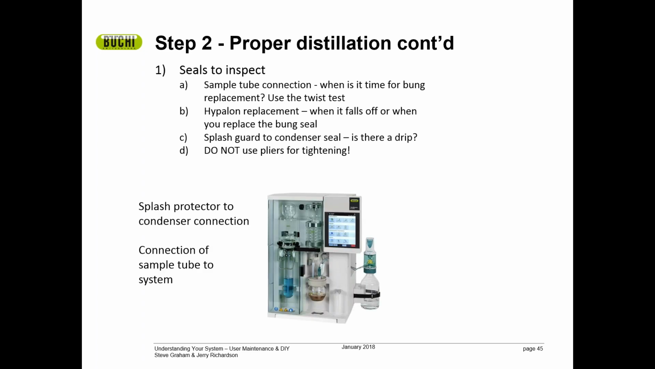So, what if I discover that I have leaks in the system? Where should I look for leaks? Okay, the sample tube connection, which is the lower circle on this image, that should be replaced on a routine basis. If you have an annual PM service contract, we replace that, but it's also a very simple thing to find out, should I replace that? Okay, let's go to the next slide here.